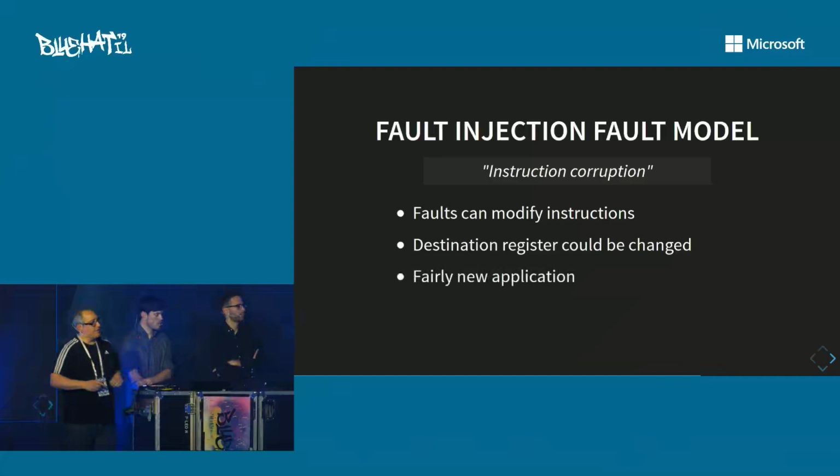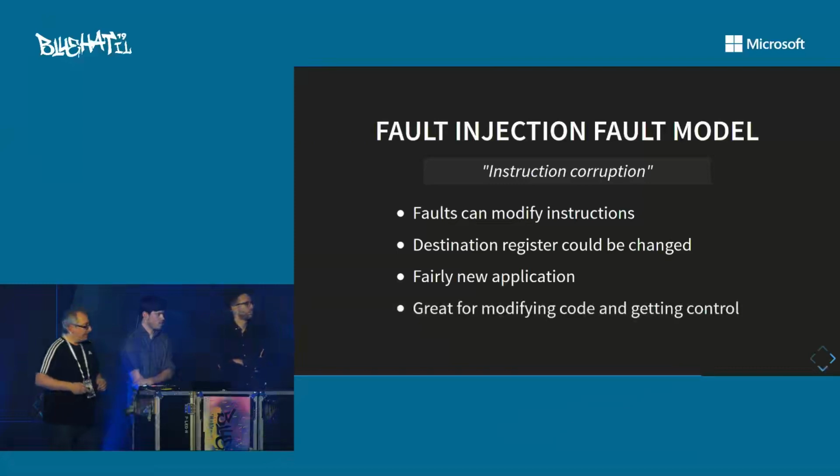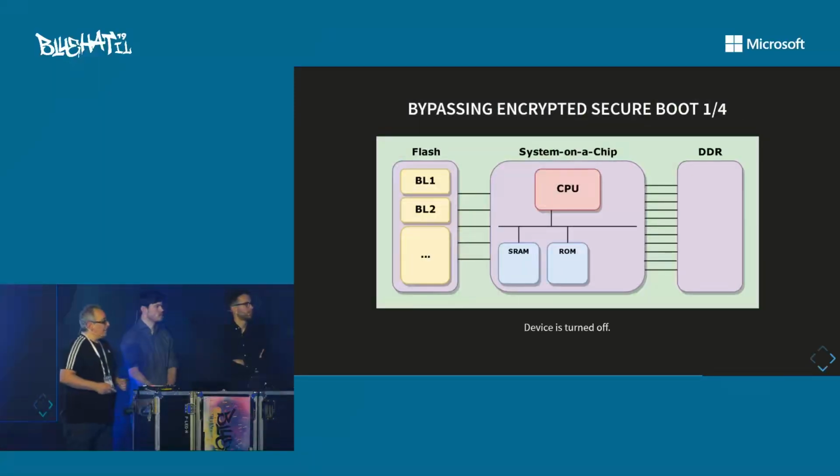And we'll see in a moment how this could be leveraged. It's a fairly new application of this kind of fault model. It was first discussed in 2016, by Niek, Albert, and Mark Wittmann. And we are going to use this for modifying code and getting runtime control. Different from before, where we altered the existing code flow, now we are going to really get control. So let's see the attack in detail here.